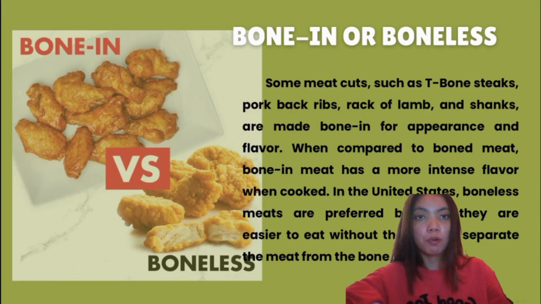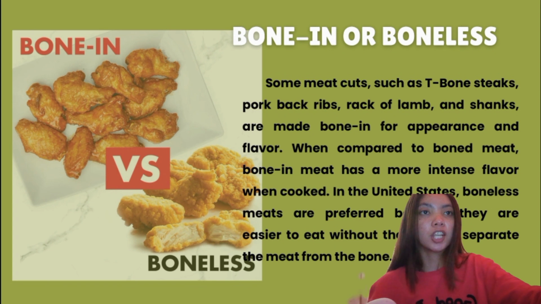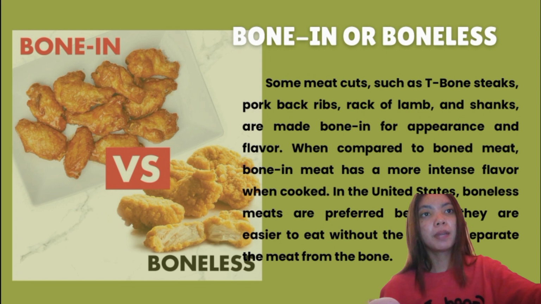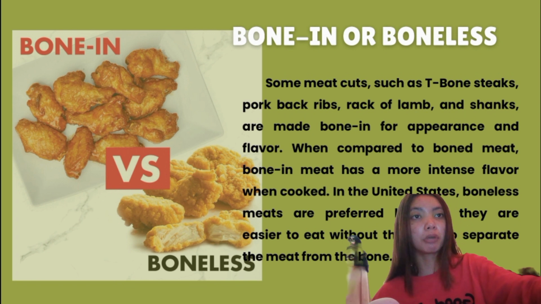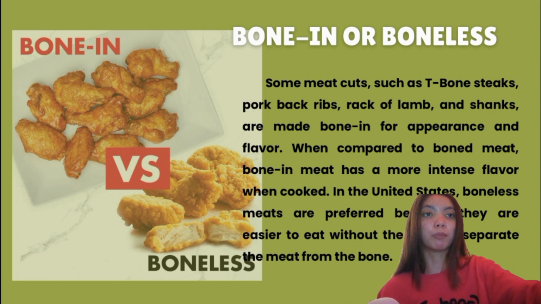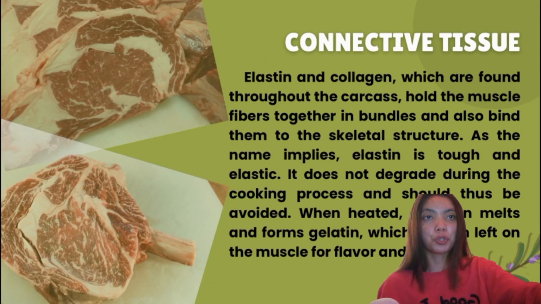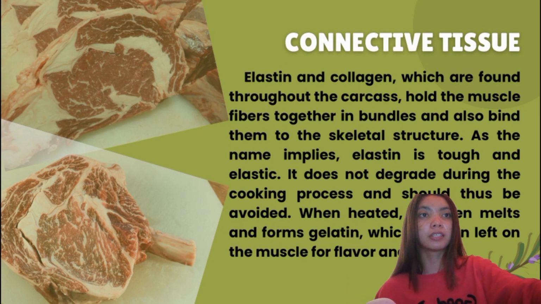So when it comes to bone-in or boneless, some meat cuts such as T-bone steaks, pork back ribs, rack of lamb, and shanks are made bone-in for appearance and flavor. Compared to boneless, bone-in meat has a more intense flavor when cooked. In the United States, boneless meats are prepared because they are easier to eat without the need to separate the meat from the bone. Connective tissue, elastin and collagen, which are found throughout the carcass, hold the muscle fibers together in bundles and also bind them to the skeletal structure.